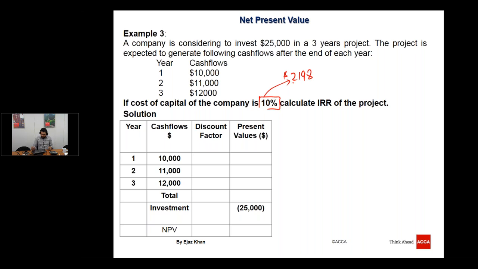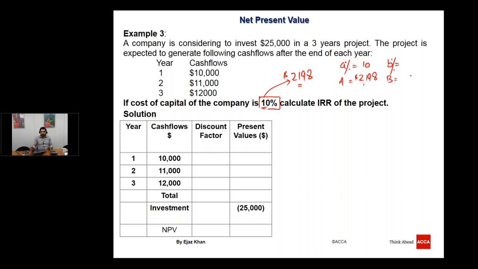Okay, so we already have one discount rate and one NPV, and since it's positive, we can say we have A% available, which is 10, and we have capital A available, which is 2198. There are 4 variables in the formula, and of the 4 variables, we already know 2 of them. Now we need to find out the other 2 variables, that is B% and capital B, the negative NPV.